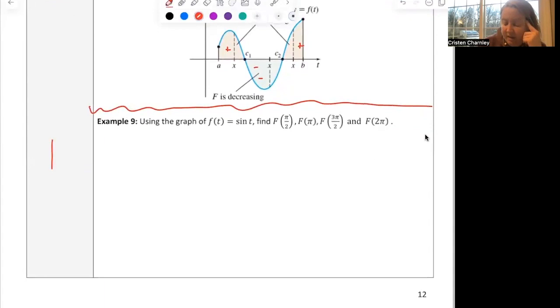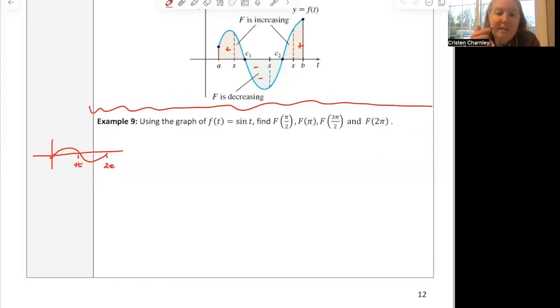And if you want to look at this, it might help. Sine of x passes through the origin. One wavelength is 2 pi. This is pi. So for example 9, we are looking at the graph of sine of t. Now, there's a piece of information missing, and that's where to start the problem. They didn't actually come through and tell us.